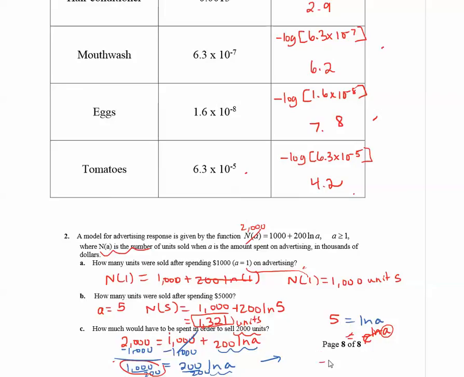Okay, so e to the fifth is equal to A. So if you calculate e to the fifth, you'll get 148.4. Now remember, this is in thousands of dollars. So if I just round it to 148, this is $148,000 is what I would have to spend in advertising to sell 2,000 units.